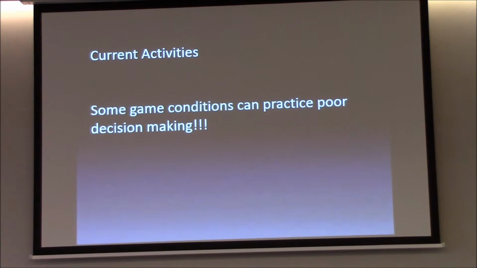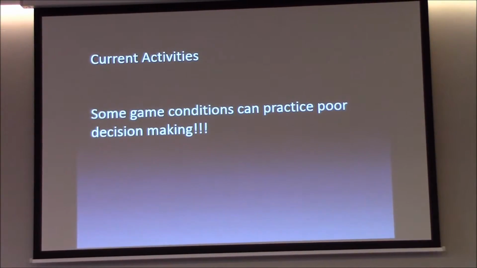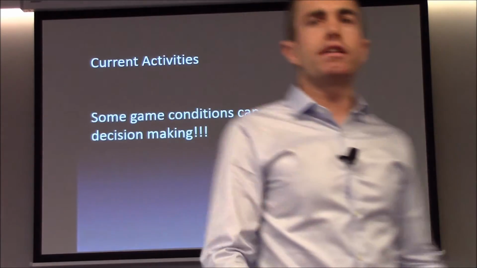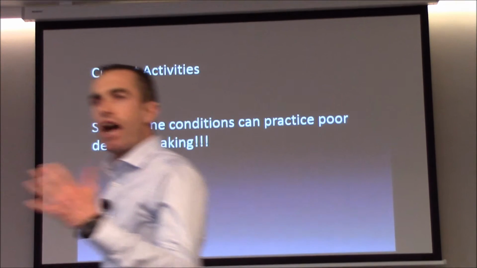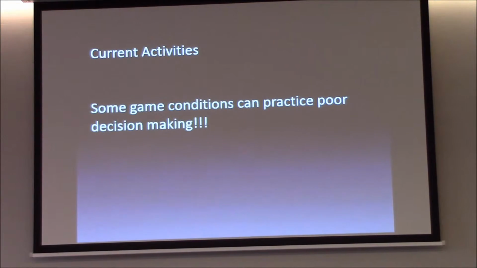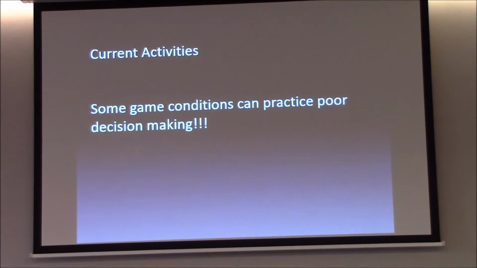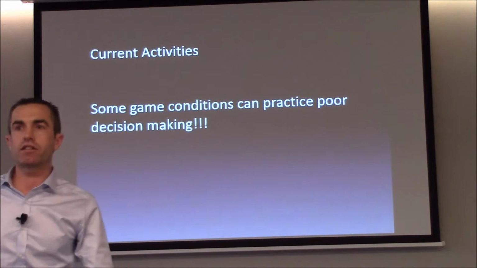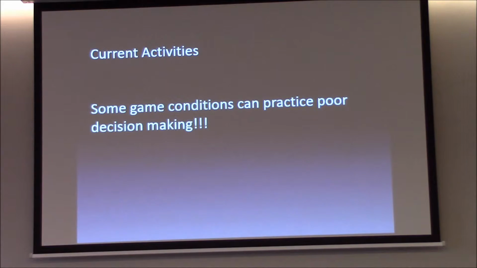Some game conditions can practice poor decision making. For example, we're going to set up a game and you have to have 6 passes before you shoot. I have possession, my ultimate aim is to score. I pass once, I get the pass back and I'm in for a score. Oh, I can't score, turn around, hand pass another one. Hand pass again, and they're in. But they can't score because they need 6.